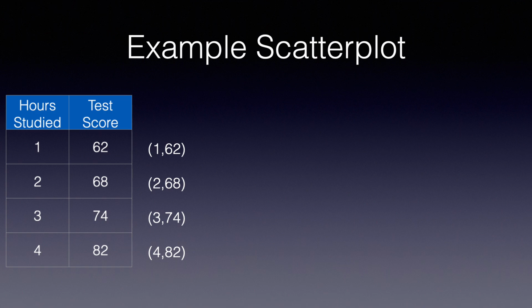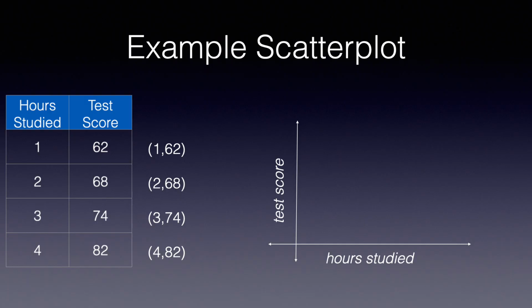Once I have those observations written as coordinates, the next thing that I'm going to do is draw my x-axis and my y-axis. I'm going to label those with my independent and dependent variables, which were hours studied and test score. And then I'm going to plot these coordinates one at a time. The first coordinate was (1, 62), so an x-coordinate of 1 and a y-coordinate of 62. Next will be (2, 68), then (3, 74), and finally (4, 82).